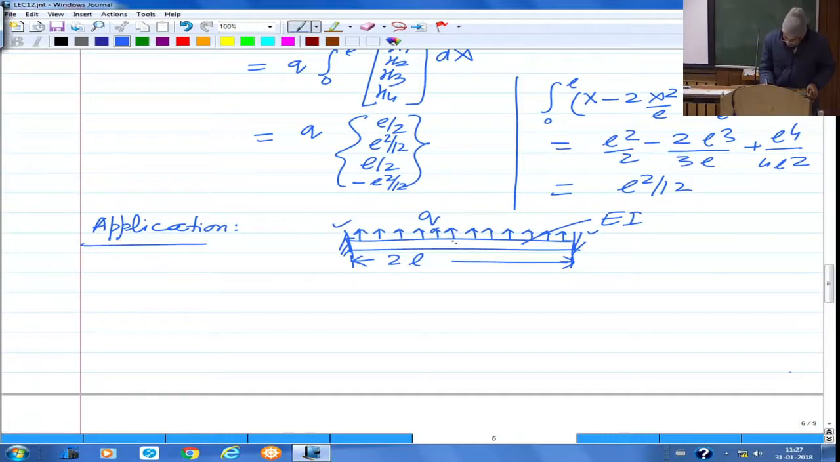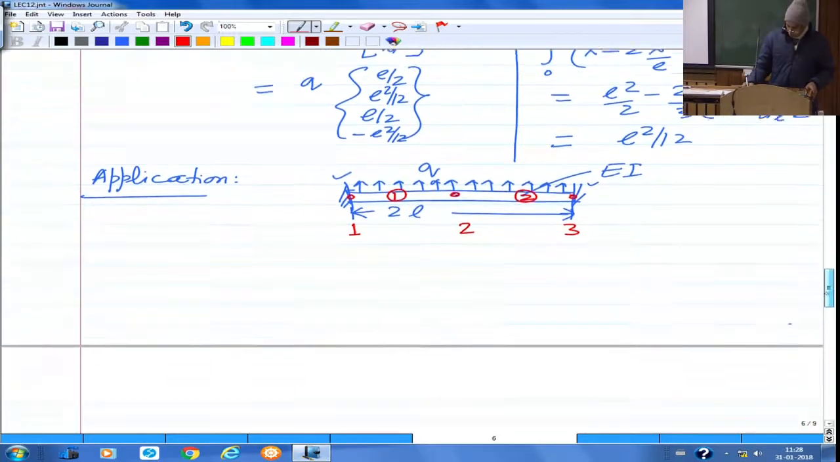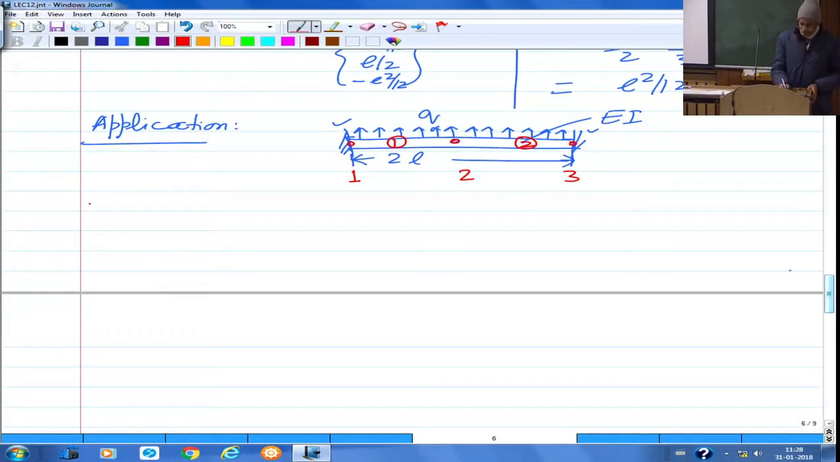So the minimum you need to do is discretize this into 2 elements. Because each element has 2 nodes, the overall discretization will have 3 nodes. So let's say the global node numbers are 1, 2 and 3, and this is element number 1 and this is element number 2. So this is now our discretization, that is, 2 elements and 3 global nodes. Once we decide this, then comes assembly.